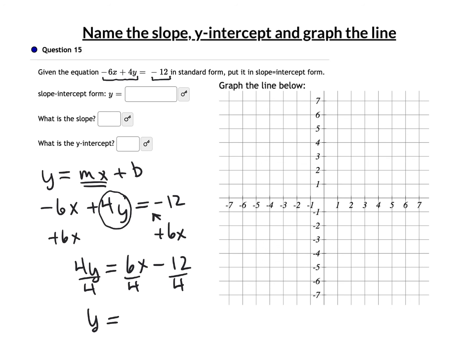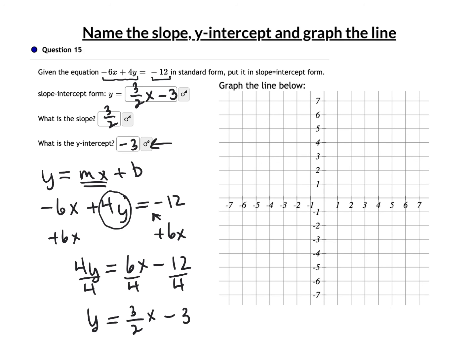6 over 4 is again a fraction. 6 doesn't divide by 4. We don't want a decimal here because it's going to be rise over run. We want a fraction. This could work, but going up 6 over 4 might be off my graph. What I need to do is simplify the fraction. They're both even. Let's divide them both by 2. Divide by 2, you get 3. Divide by 2, you get 2. 3 halves x minus 12 divided by 4 is 3. The y-intercept is negative 3. The slope is 3 halves. And our equation is y equal 3 halves x minus 3.